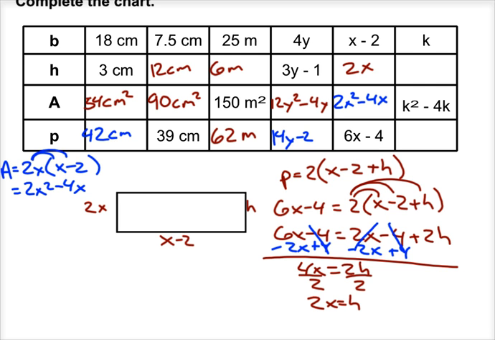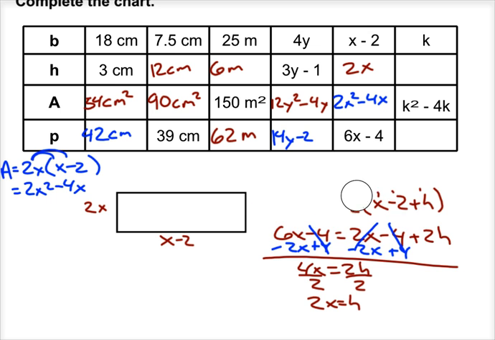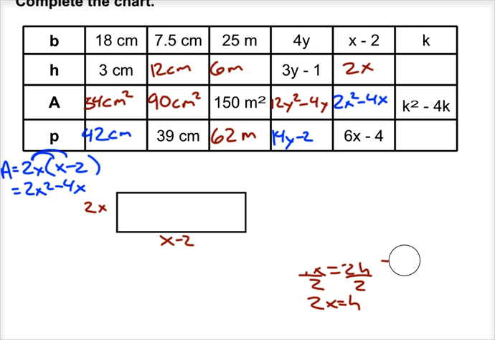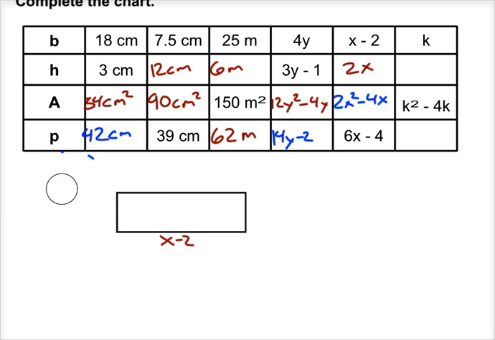And up to our last one. They're giving me the base is k, and telling me that the area is k squared minus 4k. So filling in the diagram, my base is k. I'm going to try to find what the height is, and I know what the area equals. So I know area is my base, k times my height, and I know I can fill in for the area. It's k squared minus 4k.